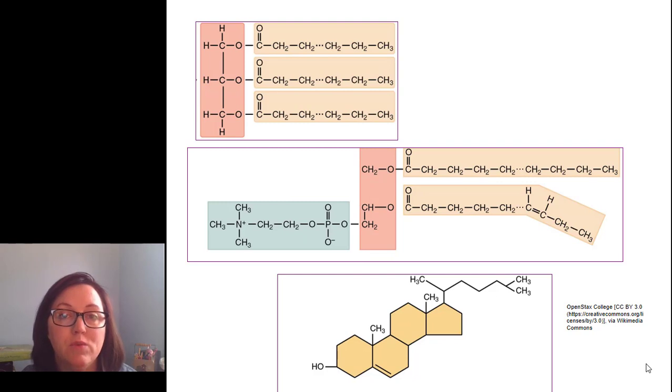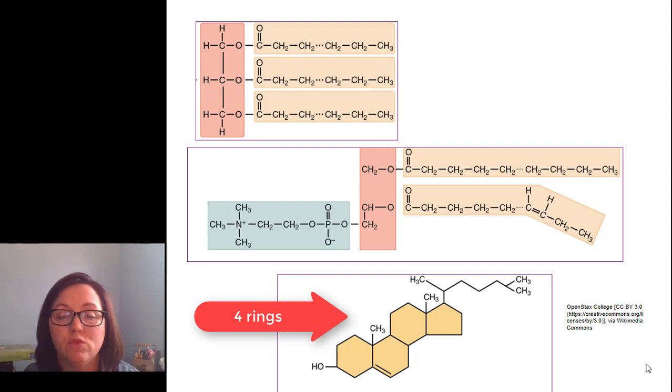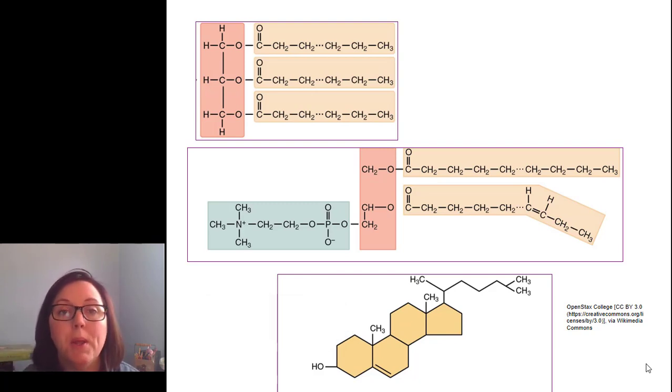And at the bottom of the screen, we see a steroid. And steroids obviously look very different than the other two types of lipids. And that's because steroids contain ring structures. So rather than having a long chain of carbons, the steroids have rings of carbon that are reminiscent of a carbohydrate. But notice the lack of oxygen in the steroid. There's almost no oxygen here.